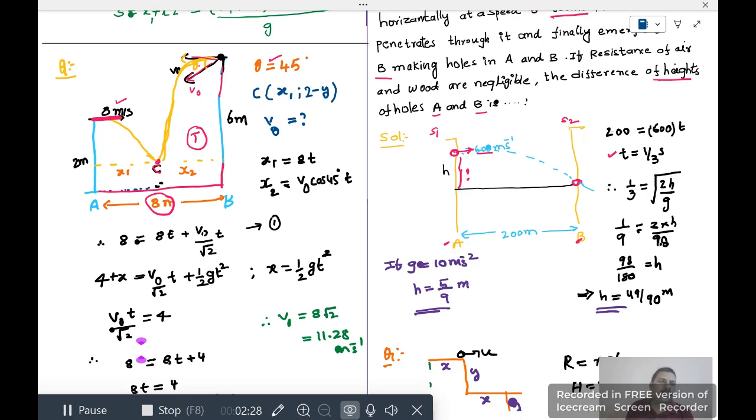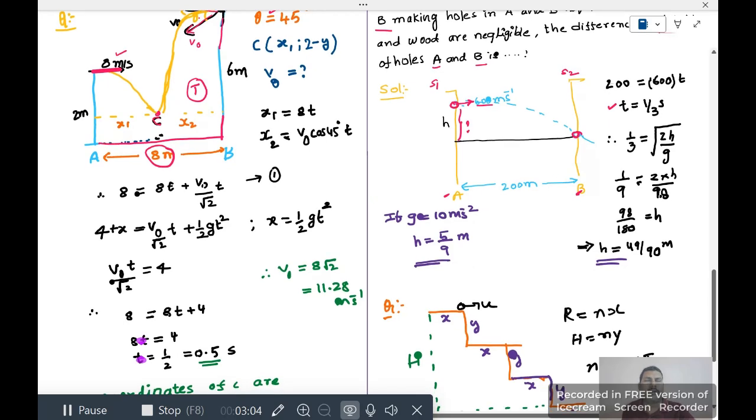This application is related to oblique projection from the top of the tower. It is a combination of oblique projection and horizontal projection from the top of the tower. The horizontal projection means uy is equal to 0, and oblique projection means projection at some angle with the horizontal. That you already know. So this is a combination problem. I will explain here, and the concept I will go through in the next class.